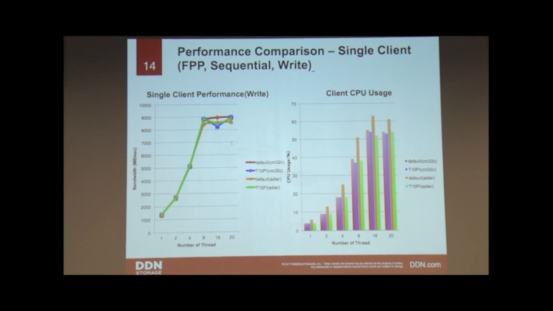The bandwidth is pretty much the same, even though we enable the T10-PI. Then the CPU usage: when we enable CRC32C, the CPU usage is pretty much the same with and without the T10-PI. However, Adler, today's checksum, uses more CPU than after the patch.